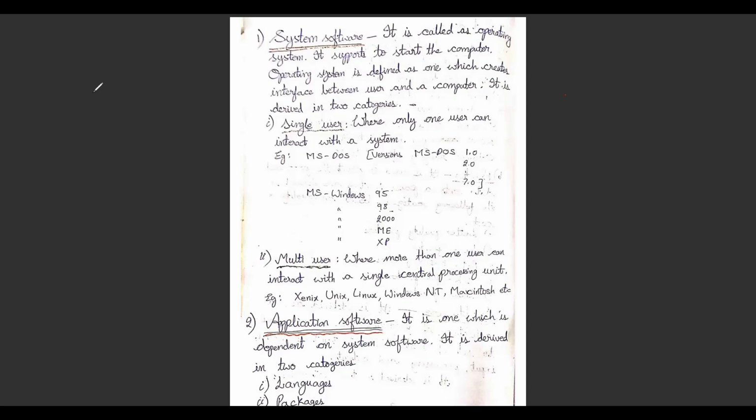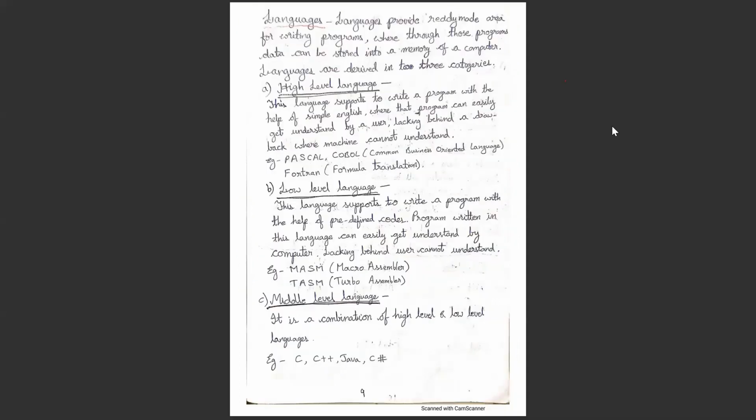Then you have application software. It is one which is dependent on system software. Again, it is derived into two categories, languages as well as packages, which we have seen in terms of a picture, the diagram. Now, let us learn languages. What does a language do? A language provides a ready-made area for writing programs, through which data can be stored into the memory of a computer.